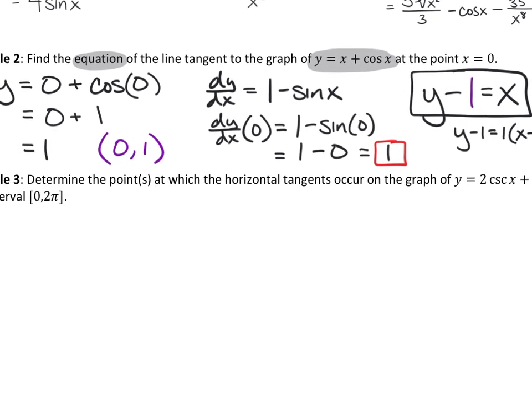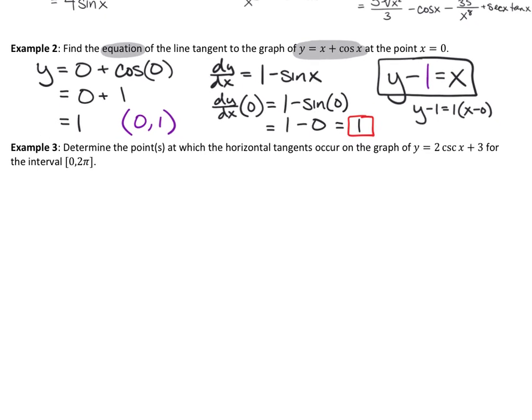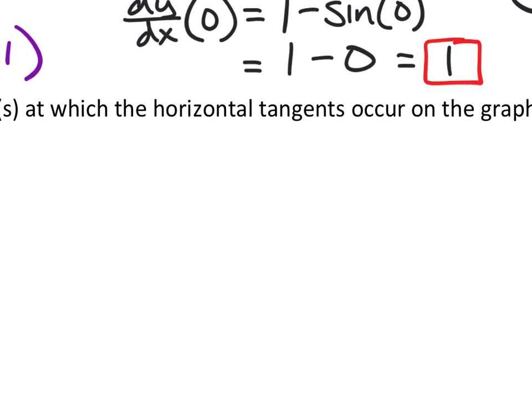Last example for today. It says determine the points at which the horizontal tangents occur on the graph of y equal to 2 cosecant of x plus 3 for the interval from 0 to 2 pi. Oof, a lot of vocabulary. We need to remember what that means. A horizontal tangent. A tangent line is that equation we've been finding when we do the problem right above it, where we find a point, we find a derivative, and we write the equation.